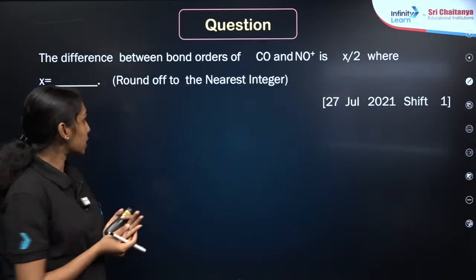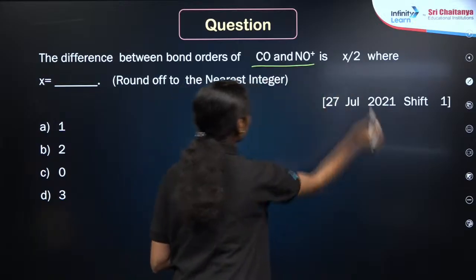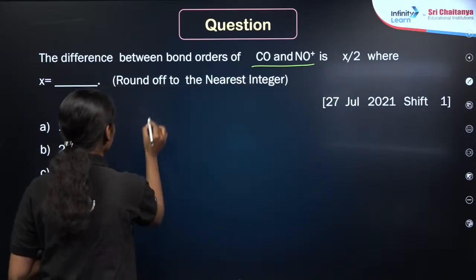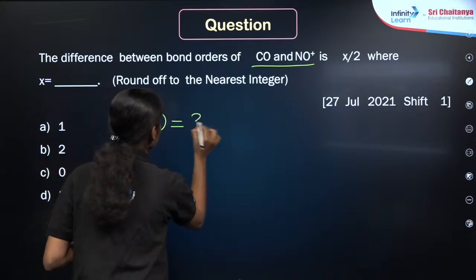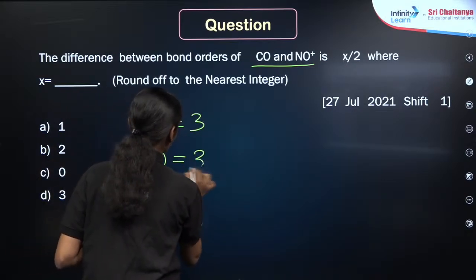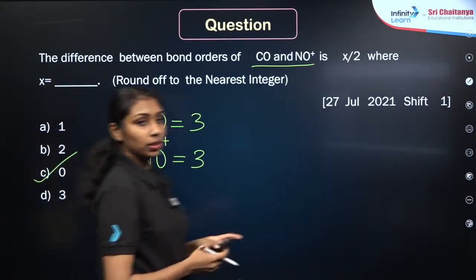The same type of question: the difference between the bond orders of CO and NO plus. CO and NO plus are isoelectronic species, right? So CO has a bond order of 3. Similarly, NO plus has a bond order of 3. Then the difference will be equal to 0. Therefore, option C will be the correct answer.